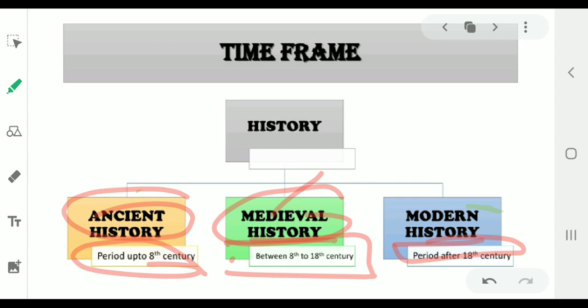And lastly, the modern history. It deals with the period of written records of past events. Thus, modern history deals with a certain period in the past.